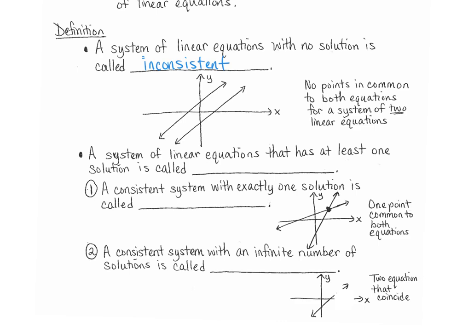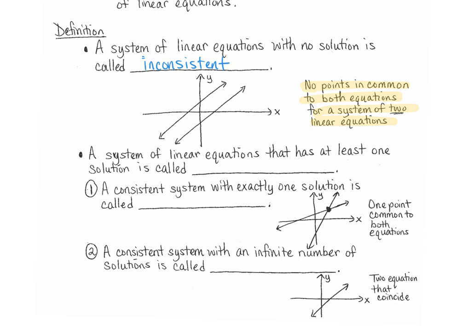Inconsistent. Let's say this one more time. A system of linear equations with no solution is called inconsistent. Okay? Graphically, what does this mean? Graphically means whenever you graph those two lines, they have no points in common. There are no points in common to both equations for a system of two linear equations. When you hear linear, what do you think? Lines. Yes? Okay.